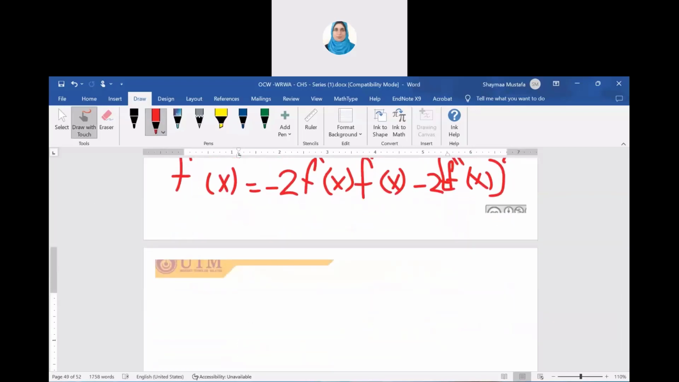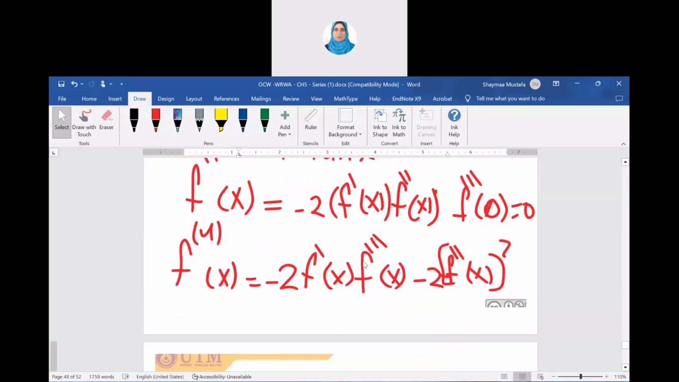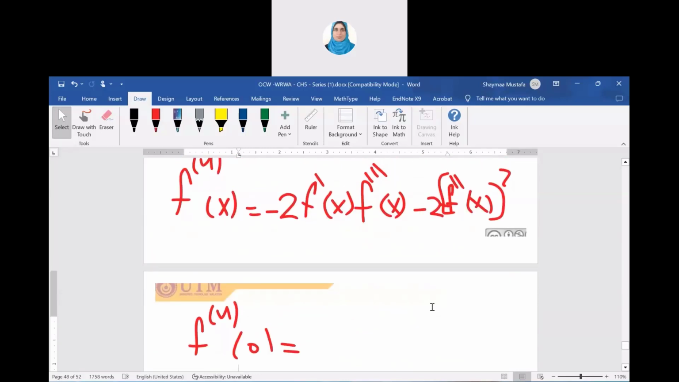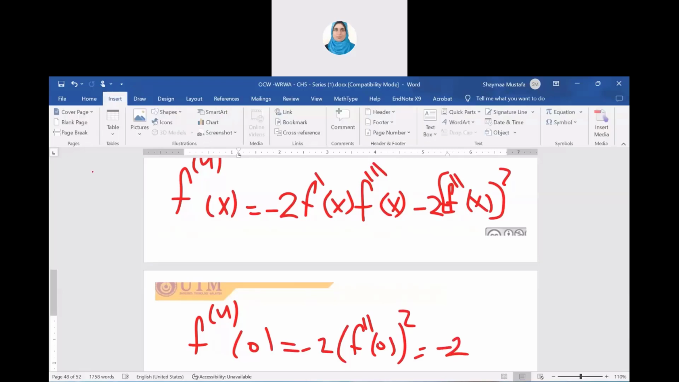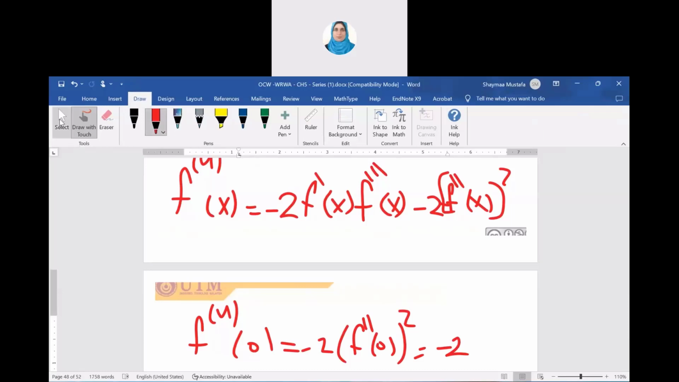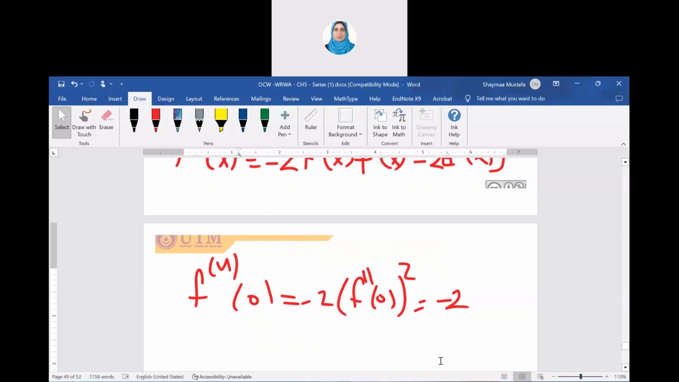Now calculate the fourth derivative at 0. This term will be cancelled because the first derivative at 0 is 0. So you have minus 2 times the second derivative at 0 squared. The second derivative is minus 1, so minus 1 squared. So you have minus 2.